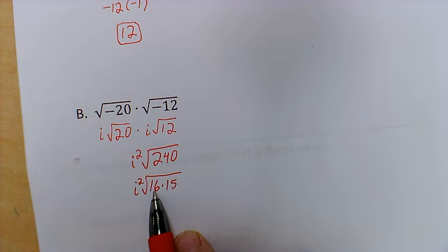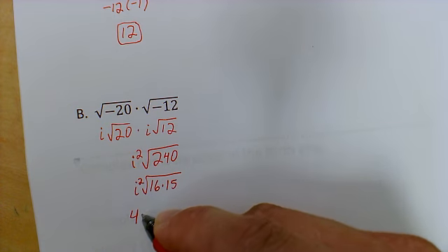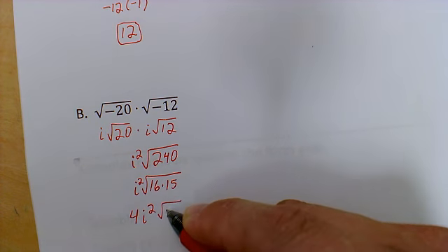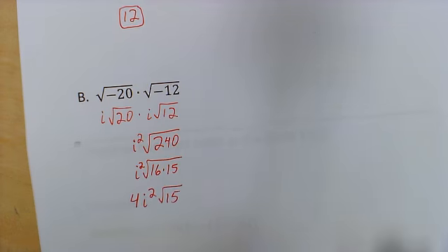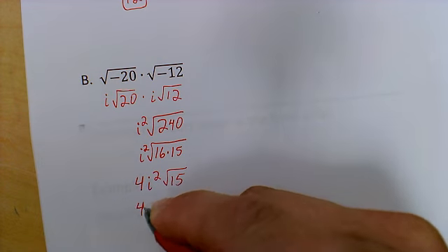All right, so I'm going to bring this 16 out. The square root of that would be 4. So I have 4i squared times the root of 15. This is almost done. You would want to change the i squared to a negative 1.